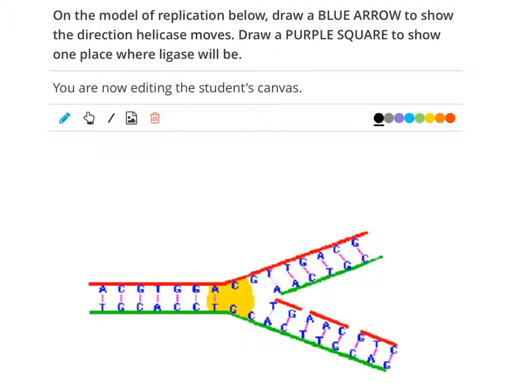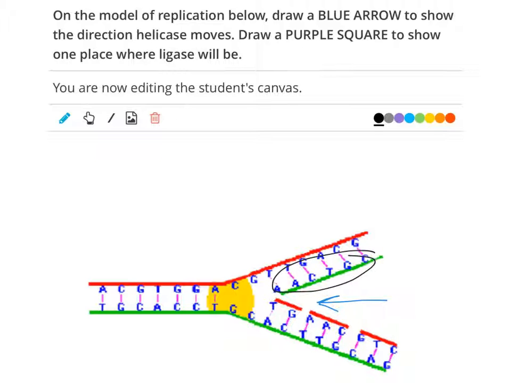Okay, the next one, number 2, asks, on the model of replication below, draw a blue arrow to show the direction the helicase moves, and draw a purple square to show one place where ligase would be. Well, we know from the previous question that this is the leading strand, so helicase looks like it's opening this direction, which means the leading strand will get copied in that direction.